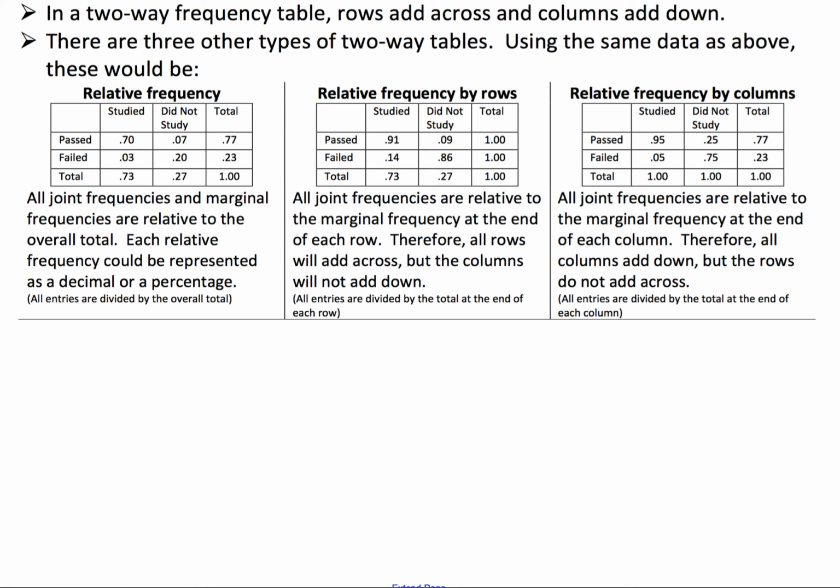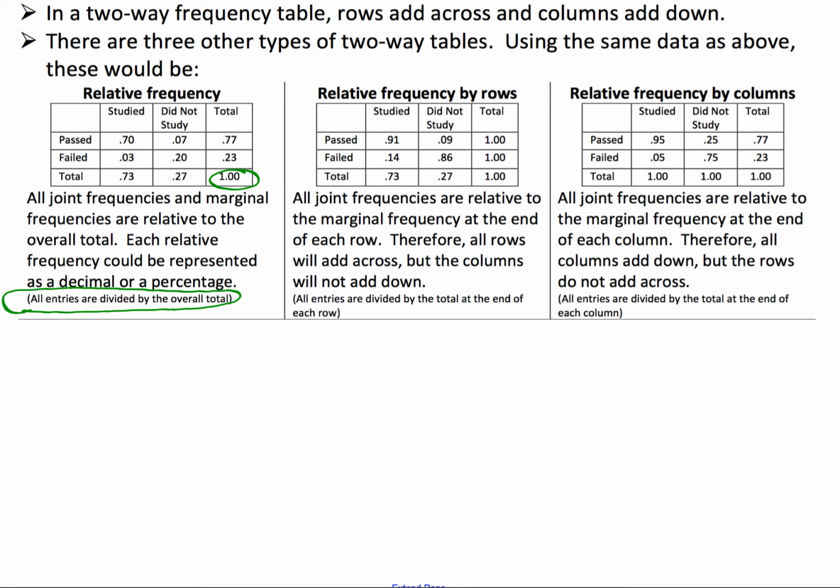There are three other types of two-way tables. Using the same data as above, these would be the relative frequency tables. All joint frequencies and marginal frequencies are relative to the overall total. Each relative frequency could be represented as a decimal or a percentage. And keep in mind, all entries are divided by the overall total here.